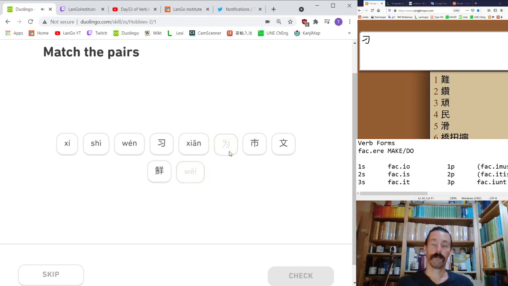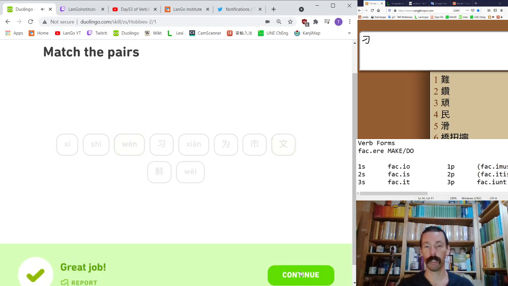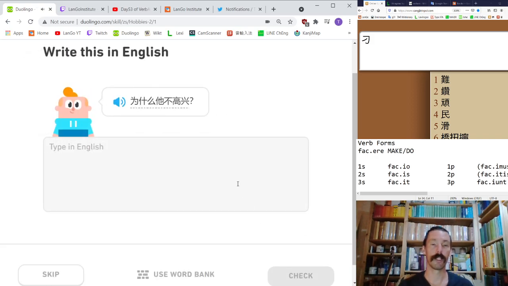Market or city. 鲜, fresh. 习, study, acquire through repetition. 文. 为什么他不高兴? Writing, not riding a horse, but writing language down. Why is he unhappy?